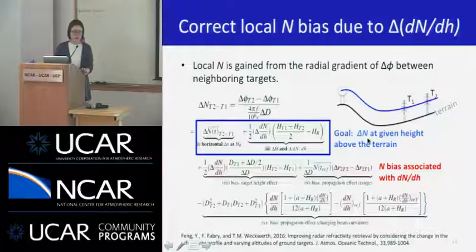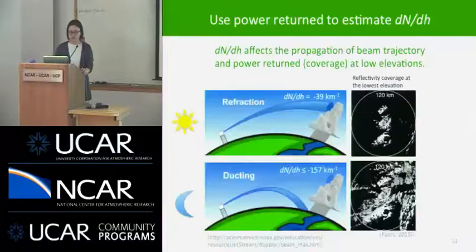The other part is also measured, and it appears as a bias in the current method. So this bias needs to be removed, and this bias is also associated with the vertical variation of refractivity. More detailed work is here. But the problem is, if we want to solve the bias, we need to know the DNDH, but we don't measure the DNDH. Therefore, we came up with another method to estimate the DNDH.